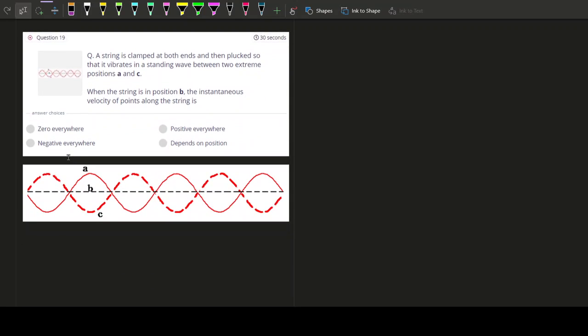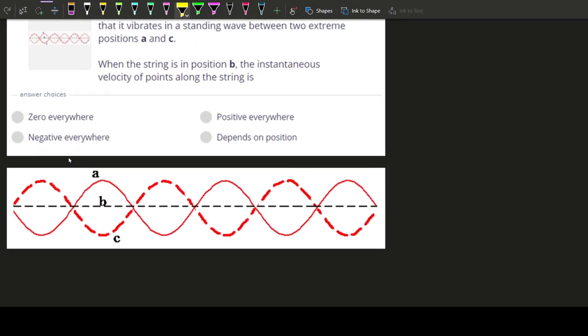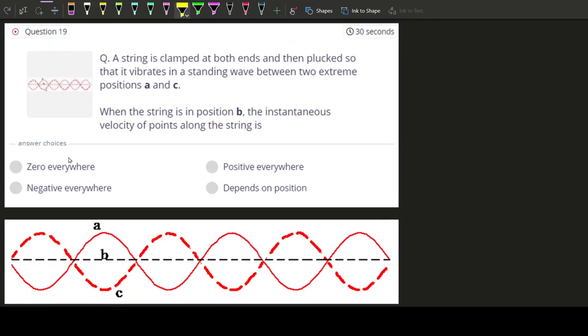Wow, long question. Question 19. Question 19 says, let me zoom in a bit. Okay, a string is clamped at both ends. Clamped at both ends means both ends are actually nodes. And it's plucked so that it vibrates in a standing wave between two extreme positions A and C. This is position A, this is position C. So this is one of the extreme positions. Follow my cursor. This is one of the extreme positions. Then this is another extreme position. So the standing wave will oscillate between this extreme and this extreme.